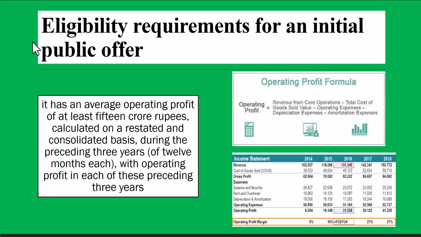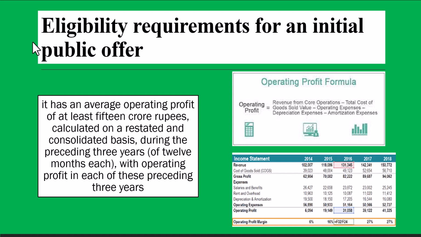So that means the second criteria. The first criteria was regarding the net tangible assets, where the company should have, on an average, net tangible assets of 3 crores. The second is that it should be a profitable company. At least 15 crores of profit should be there during the preceding 3 years. So here the number is average. The average operating profit of at least 15 crores is there.